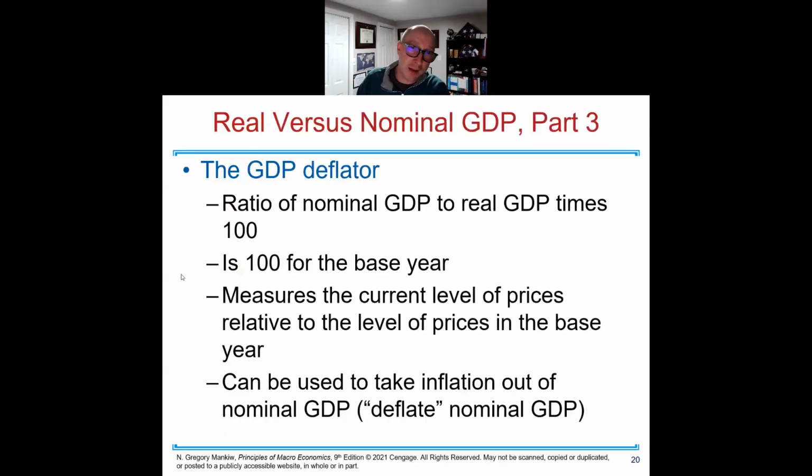So as I had mentioned, the GDP deflator is a ratio of the nominal GDP to real GDP times 100. 100 is the base year. In this example it was 2019. Base year is usually the oldest year. It measures the current level of prices relative to the level of prices in the base year. It can be used to take inflation out of nominal GDP. In other words, we're taking inflation out to tell us the rise of the real prices, right? Not including inflation.